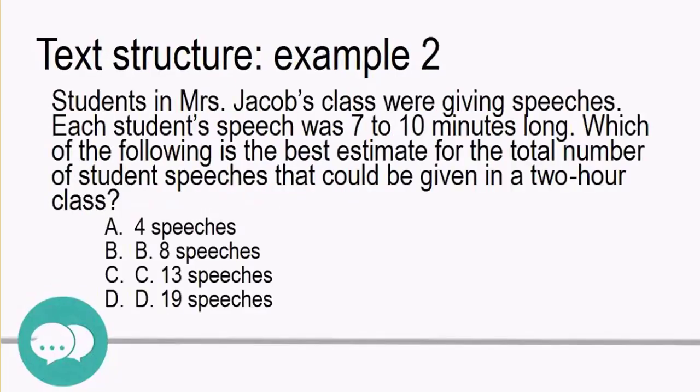Here's another example. It looks pretty straightforward at first, but the last sentence, the question: which of the following is the best estimate for the total number of student speeches that could be given in a 2-hour class? What might be challenging about that sentence for kids? It's very long. Yeah, that's a good point. So could be given is really the passive version of to give a speech. If students don't know that to give a speech goes together, they may not understand could be given.